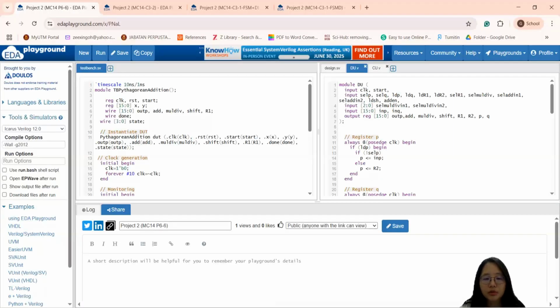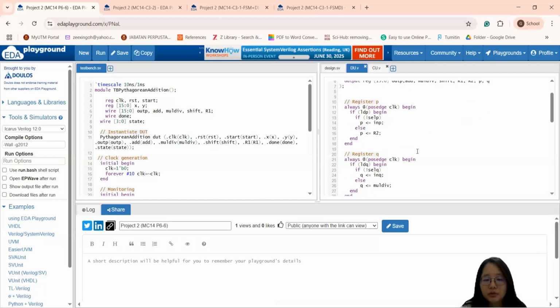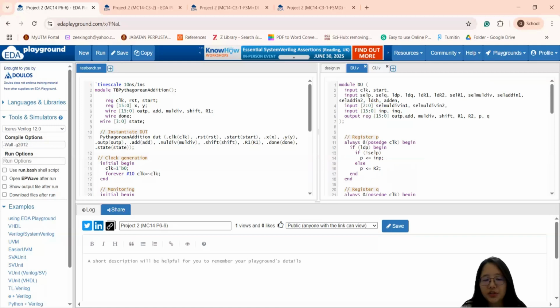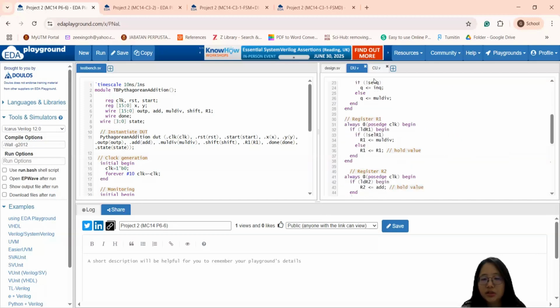Next, I will do the presentation of the P6-6 because I am choosing P6-6 as one of my problems. So the P6-6 is the theorem Pythagorean addition. So this one is my DU and this one is my CU.